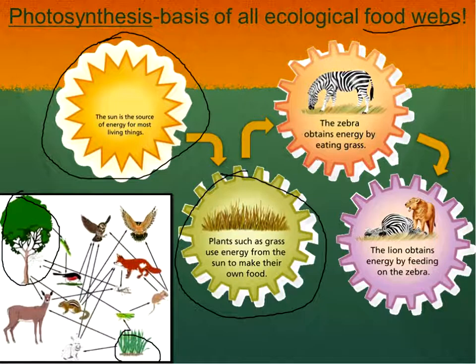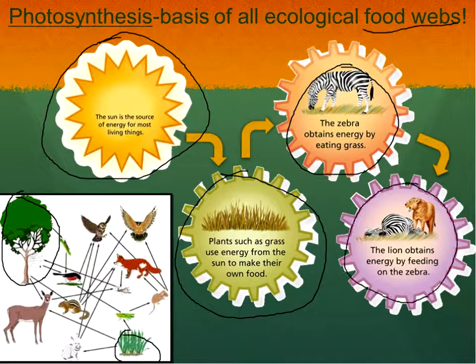Plants, such as grass, use energy from the sun to make their own food. And then the zebra obtains energy by eating the grass. So now the zebra can live because of the grass. And now the lion can live because of the zebra. So we saw that in Lion King.